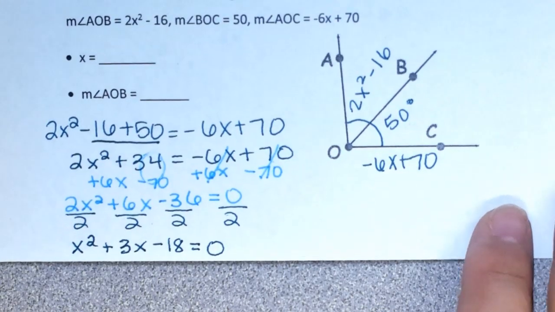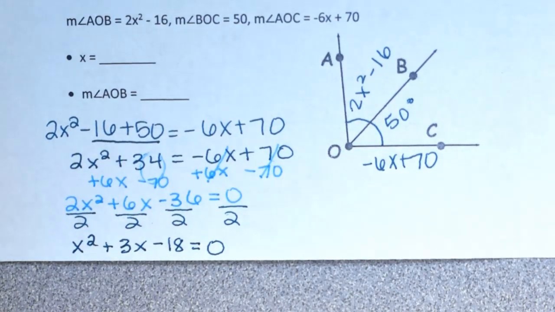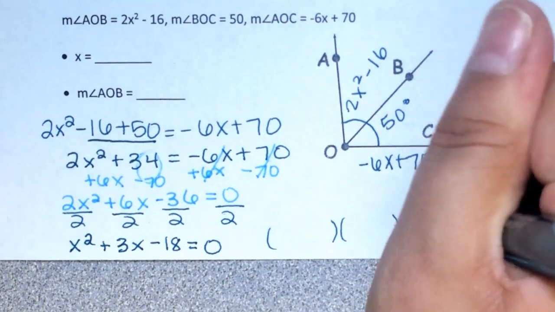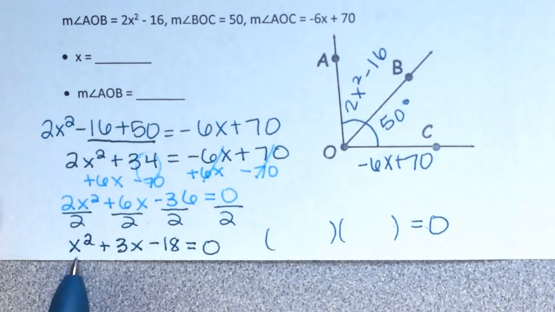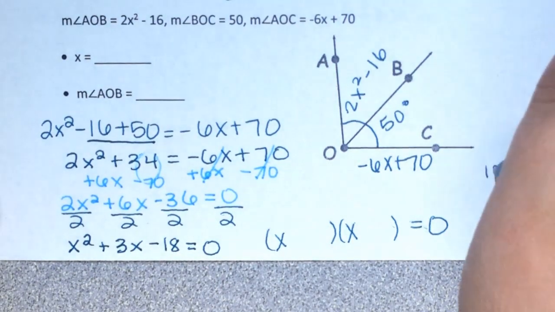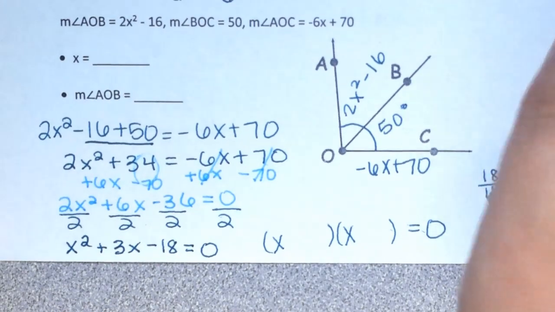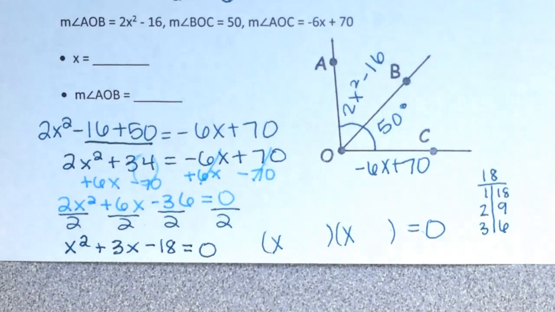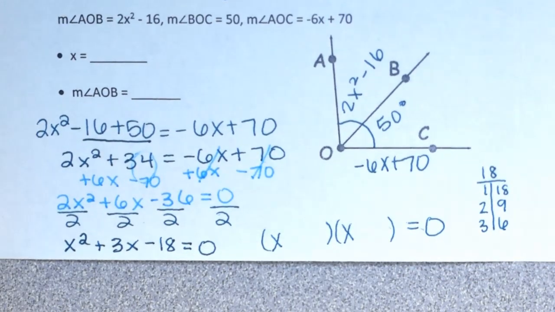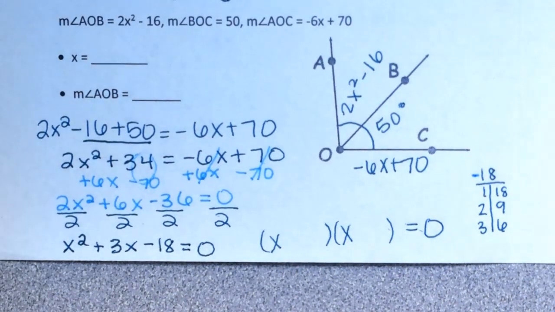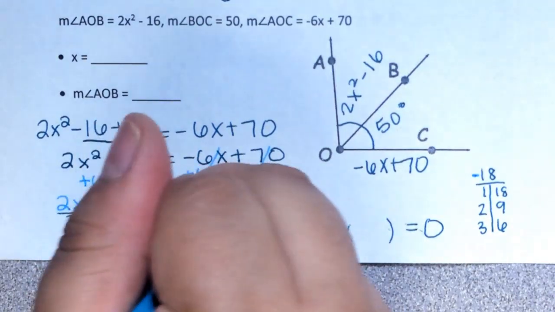What now? Factor. What are my factors going to be? Don't forget that equals 0 with your factors. What are the factors of 18? 1 and 18, 2 and 9, 3 and 6. Which one of these, if I add them together, gives negative 3? It's negative 18. With a negative, which one of these will turn out to be my middle number of 3?